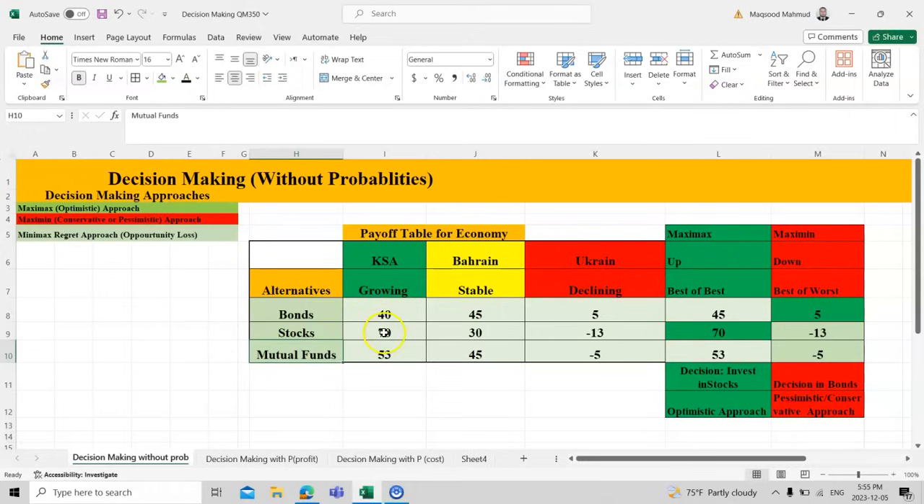For the profit, for Saudi Arabia, the profit we are getting in bonds is 40, in stock is 70, and in mutual fund is 53. For Bahrain, it is 45 in bonds, 30 in stock, and 45 in mutual fund. And similarly for Ukraine, the profit is 5 on bonds, but in stock, as it is declining, it is minus 13, and in mutual fund it is minus 5.